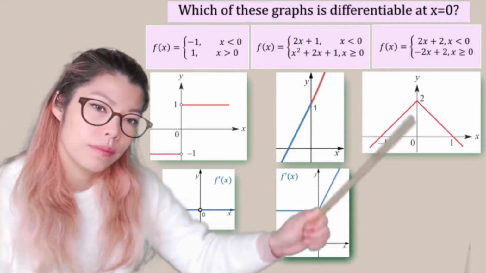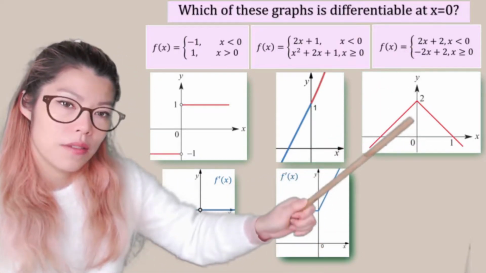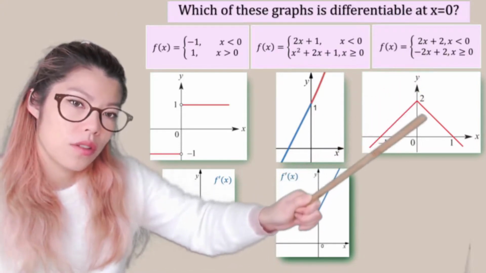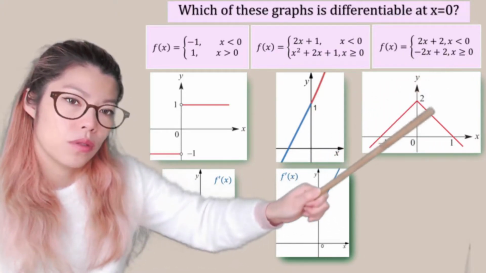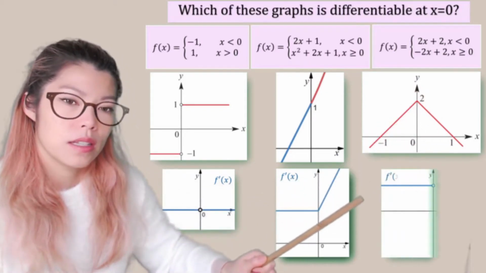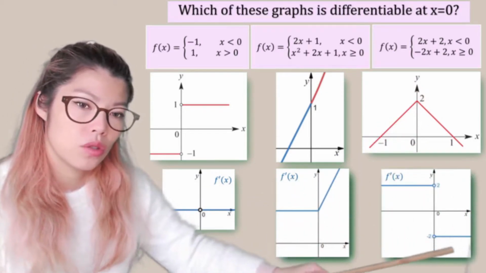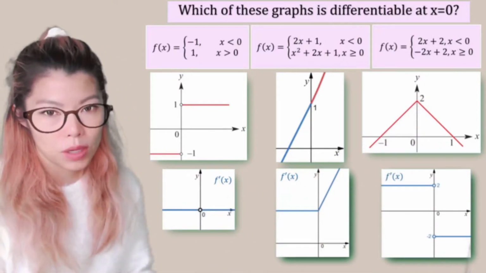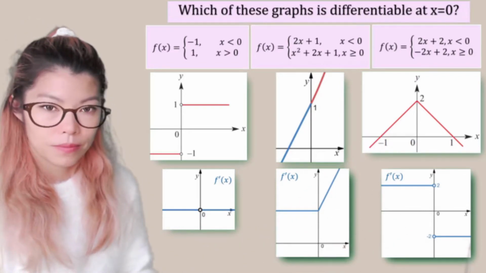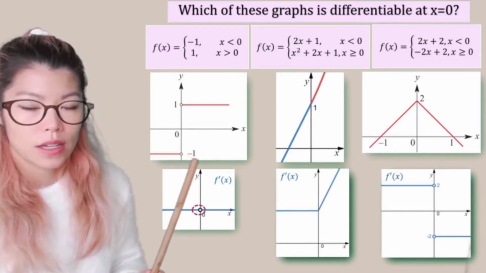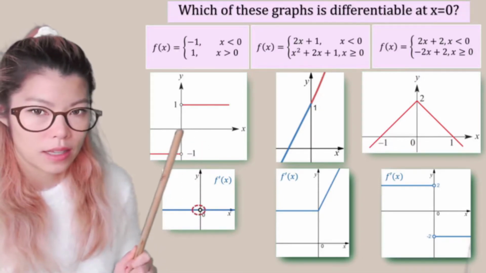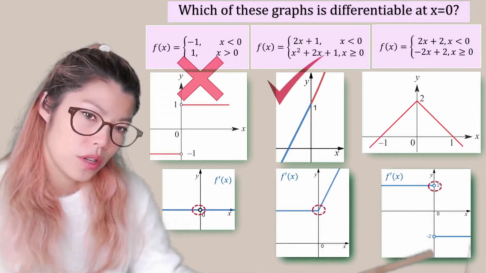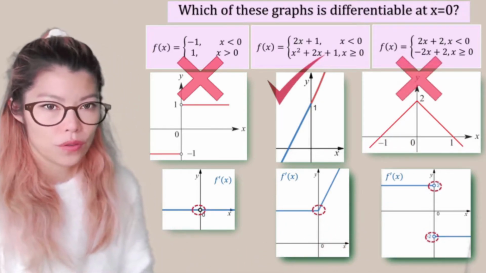What about this one? Here we have the gradient on the left side, 2x plus 2, is 2. Whereas the gradient on the right side, minus 2x plus 2, is minus 2. So the gradient is 2 on that side and minus 2 on the other side. And we see that at x equals 0, at that point, we have no gradient. It's in between those two lines. So yes, there's a gradient. Sorry, so no, there is no gradient at x equals 0 for that one. Yes, there's a gradient at x equals 0 here. And no, there's no gradient at x equals 0 over there.